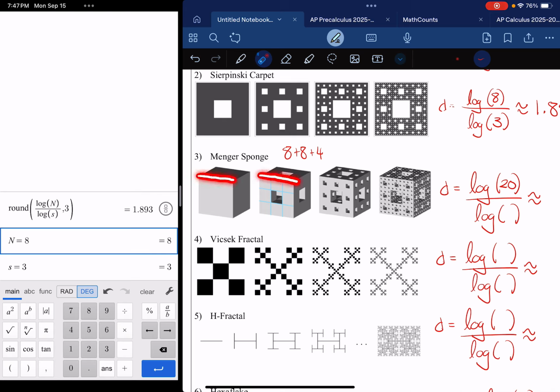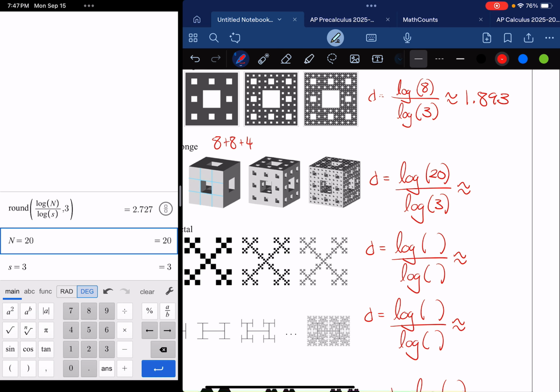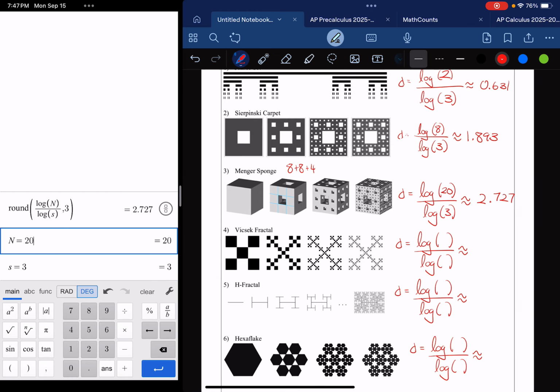Now the side length, I fit 1, 2, 3 of those pieces. So each of these cubes is 1/3 as small. Take the reciprocal for the scale factor, and this is just log of 3. So don't change at the bottom, you just change the top to 20. And this is a dimension of 2.727 rounded to 3 decimal places, which is really cool.